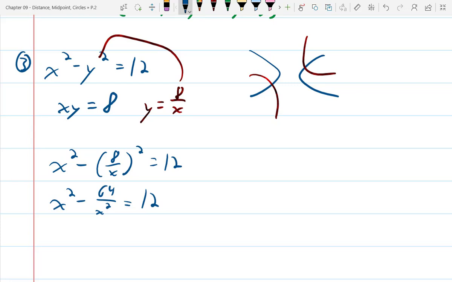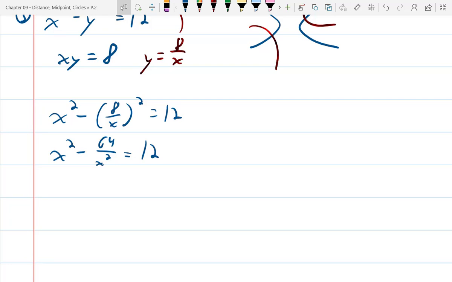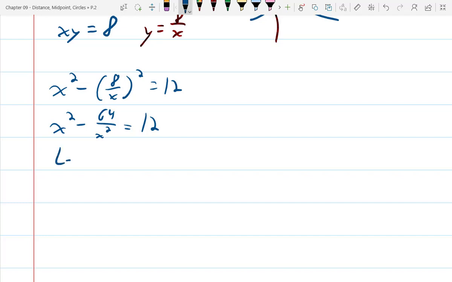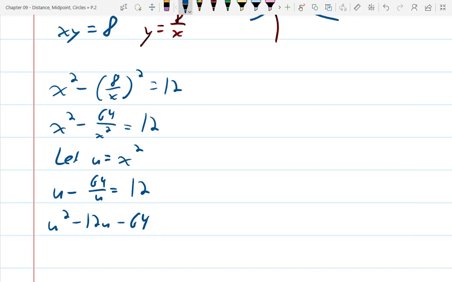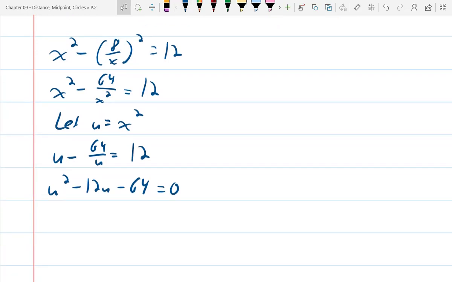You could. That is not a bad step. I kind of want to do that just to show that that's a thing, and that kind of ties in. I didn't think about that, but I'm going to go ahead and do it. We're going to let u equal, sorry, u equal what? x squared. u equal x squared. So I'm going to get u minus 64 over u is equal to 12. Clear the denominator. It'd be u squared minus 12u minus 64 is equal to 0. Can you factor it? Can you break up 64?